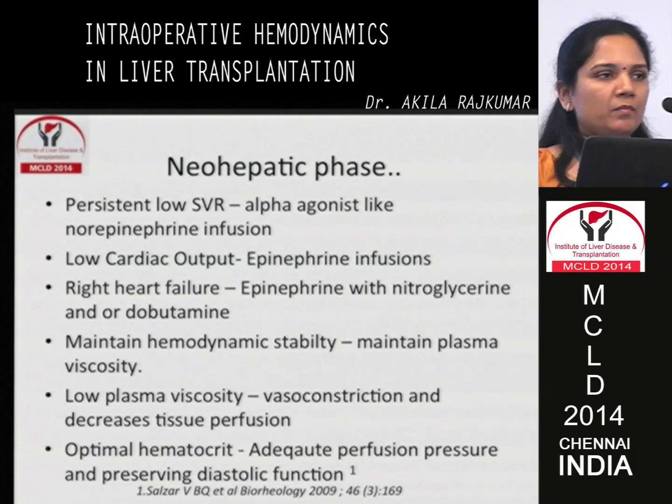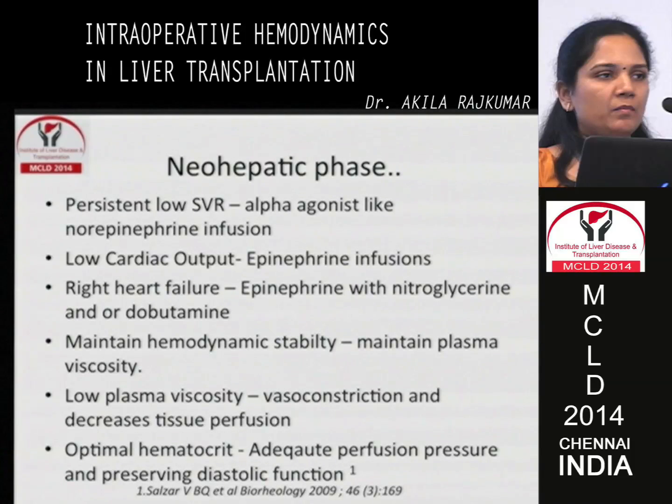There's a potential for right heart failure in these patients because of two things: the low central blood volume, as I said, and the diastolic dysfunction. With the caval clamps, when we are giving too much fluid in the anhepatic phase, not knowing what it's doing, when the clamps are released, there's a big fluid overload to the heart, and the right heart starts failing. So that needs to be managed with epinephrine, careful monitoring, some amount of nitroglycerin and/or dobutamine.